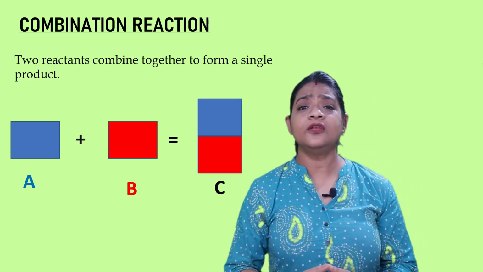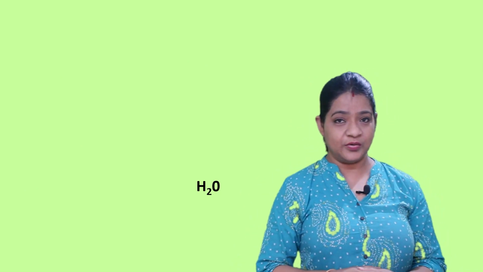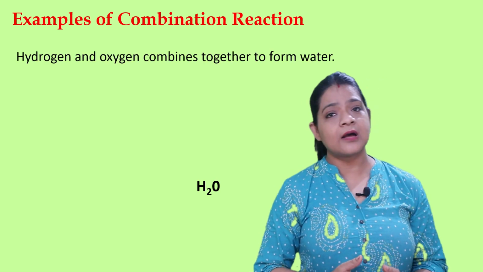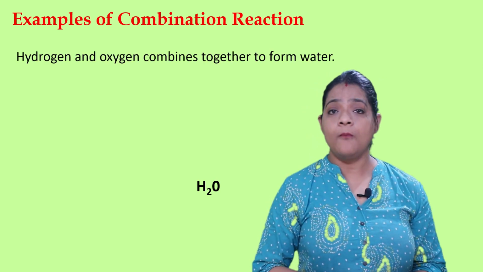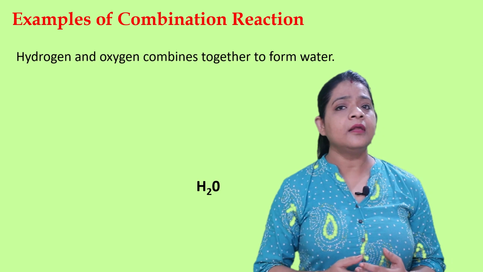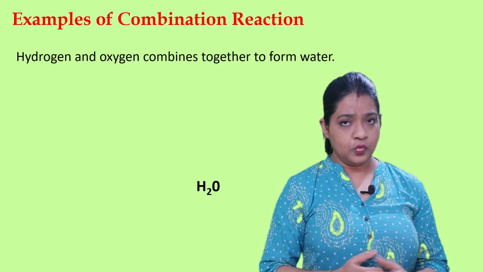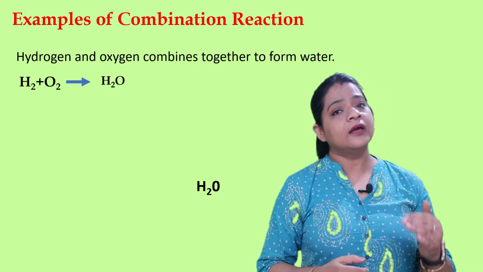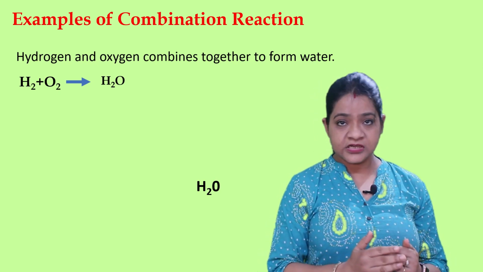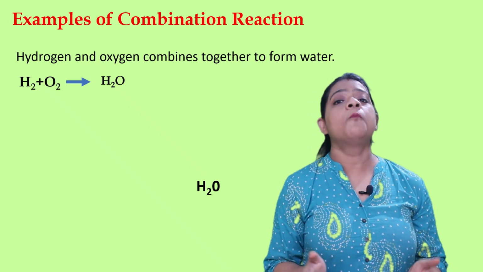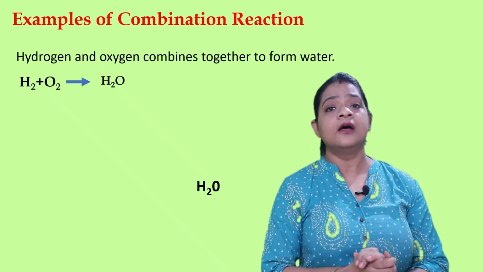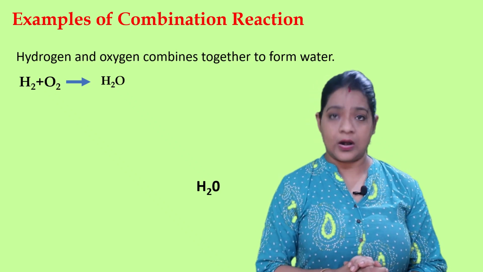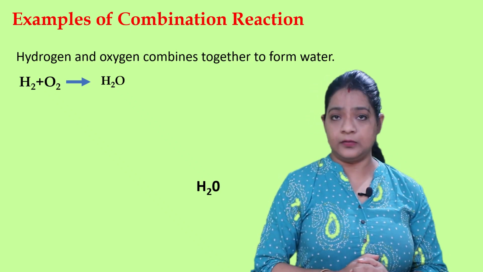Let's look into some examples of combination reaction, where hydrogen and oxygen combine together to form water. The chemical equation is H2 plus O2 gives H2O. Here hydrogen and oxygen are the two reactants. Both of them react together to give rise to a new product, that is water. So the water is a single product.